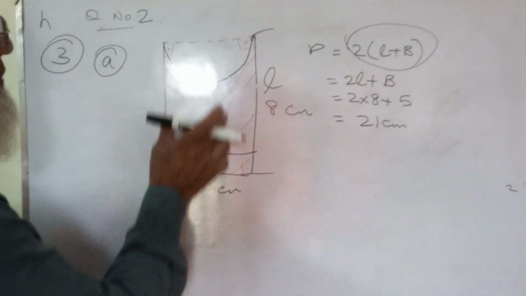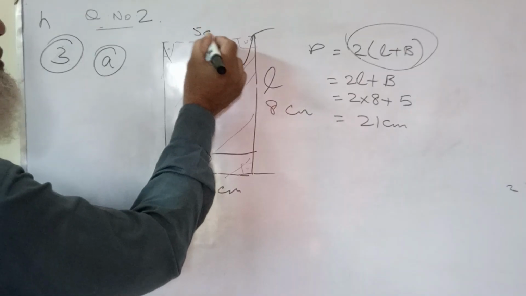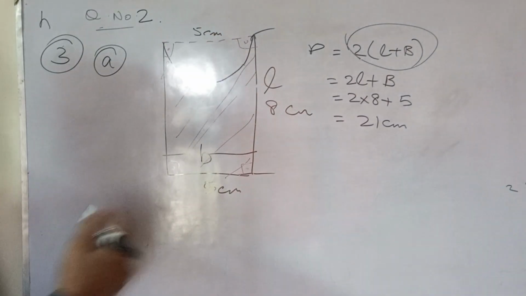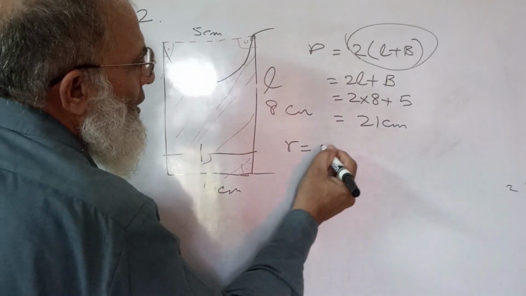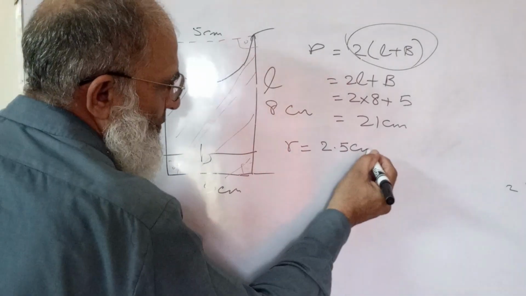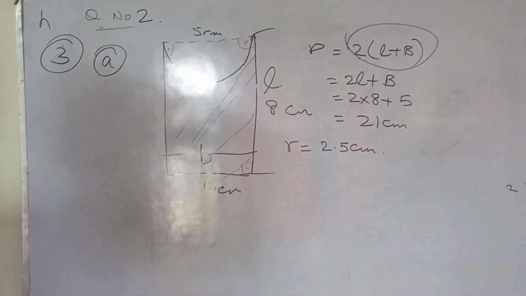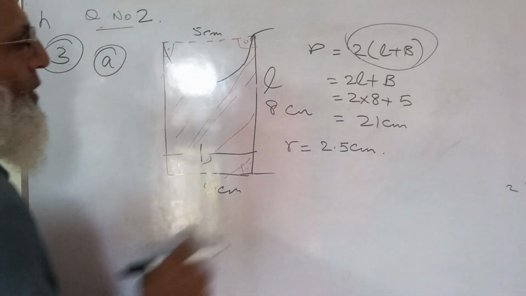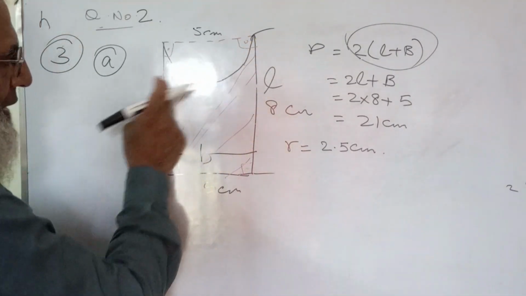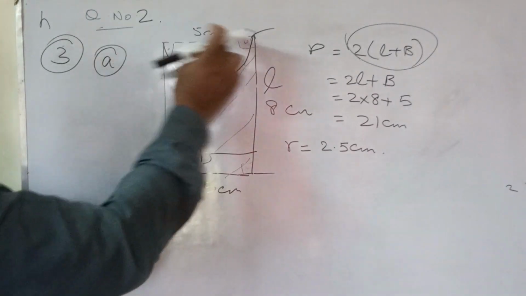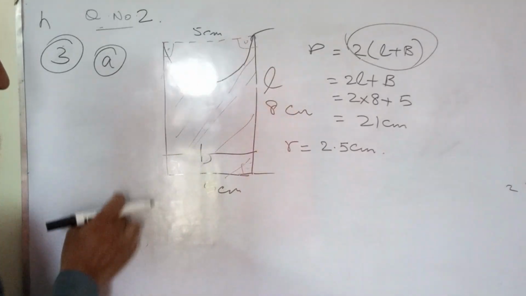Now this is 5 centimeter. Therefore, the diameter is also 5 centimeter over here. And of course, when diameter is 5 centimeter, the radius is 2.5 centimeter. Half of the diameter is radius. So, my dear students, we'll calculate this arc length now. And this is a semicircle. You see, this is a semicircle.